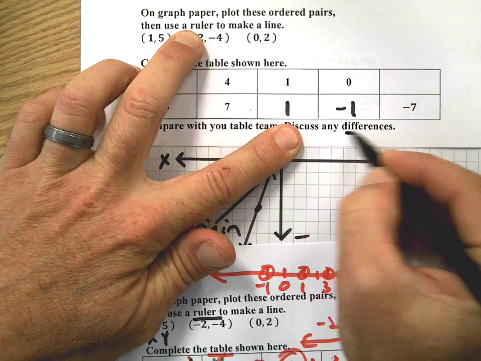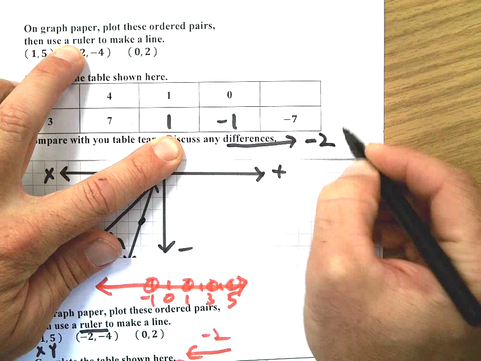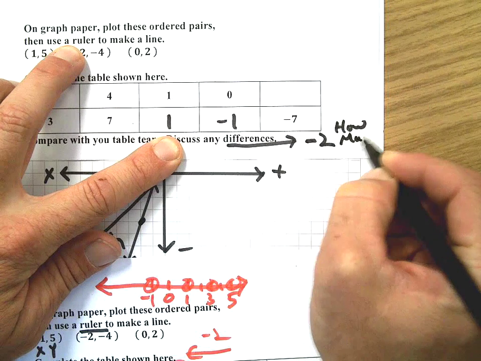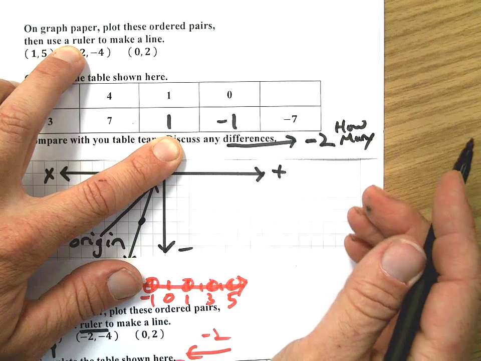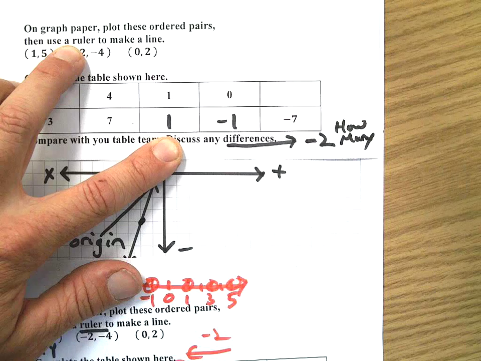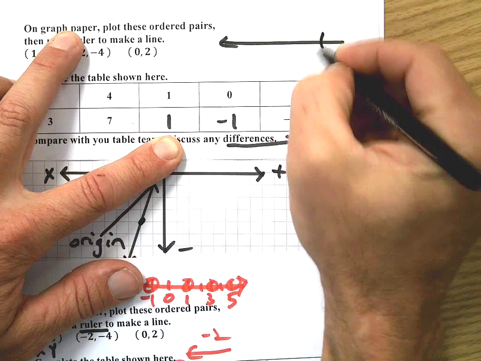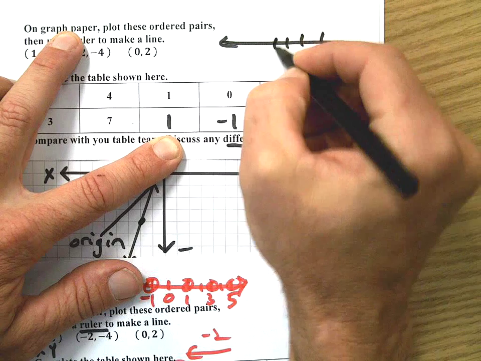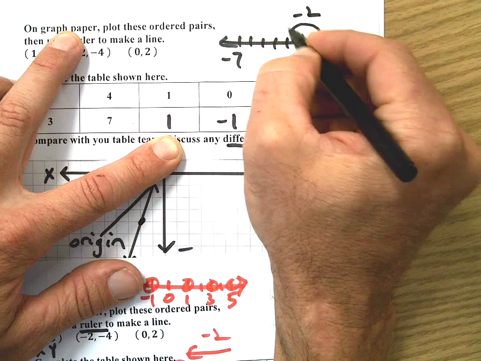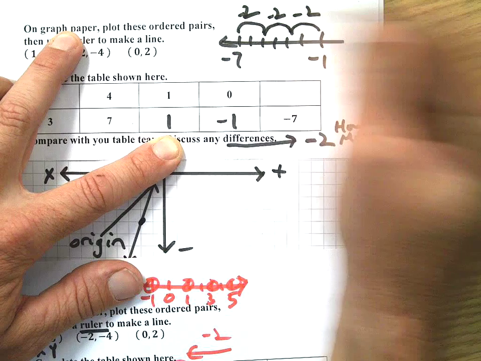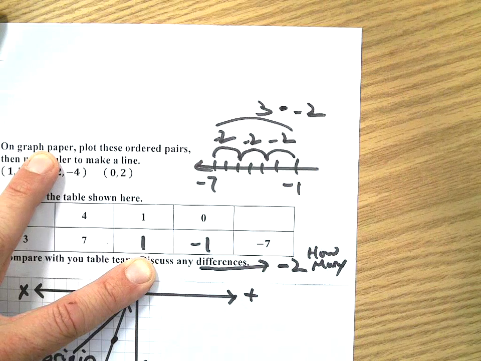But how many -2s does it take to get from -1 to -7? How many -2s does it take? Shout it out. 3. It takes 3 of them, right? Because if I'm here at -1 and I need to get to -7, there's 2, there's 2, there's 2, right? It took 3 of them.